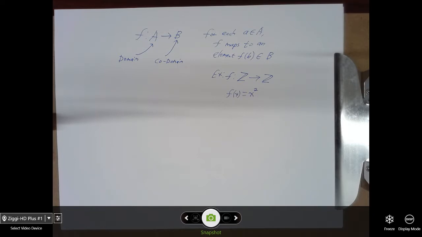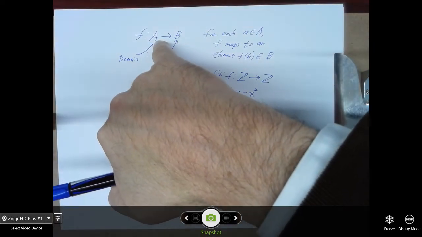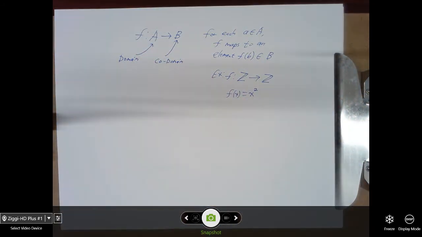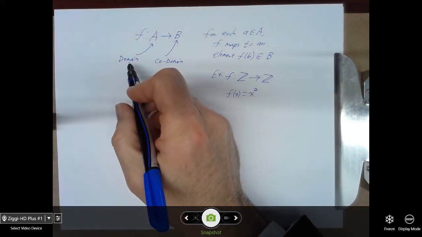But here's an interesting question. Every element in A is something we can apply f to, right? f has to be defined across the entire domain. If we have a function that takes square roots, we can't say the domain is all numbers, because you can't take the square root of a negative number unless we're doing complexes. So f has to be defined everywhere in the domain.